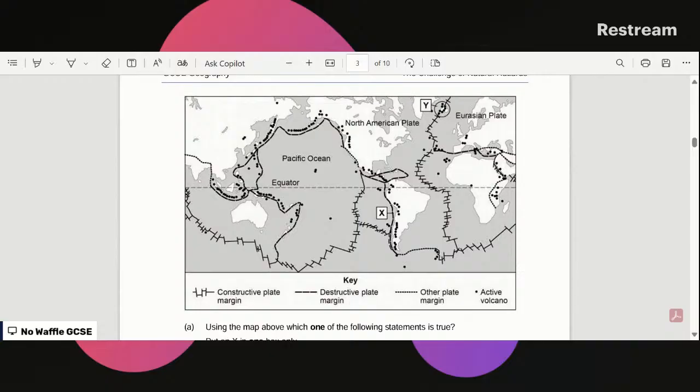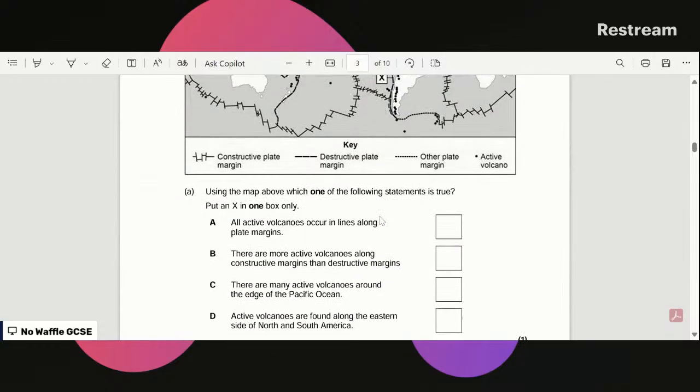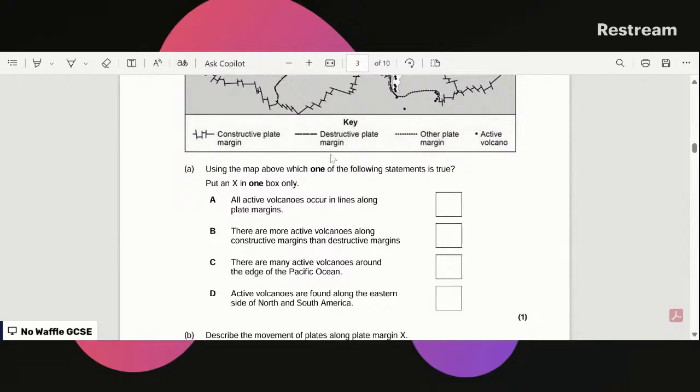Yes, subduction zone is only at a destructive plate boundary. Really good question. Okay. Now, using the map above, which one of the following statements is true? So, all active volcanoes occur in lines along plate margins. We just spoke about that.